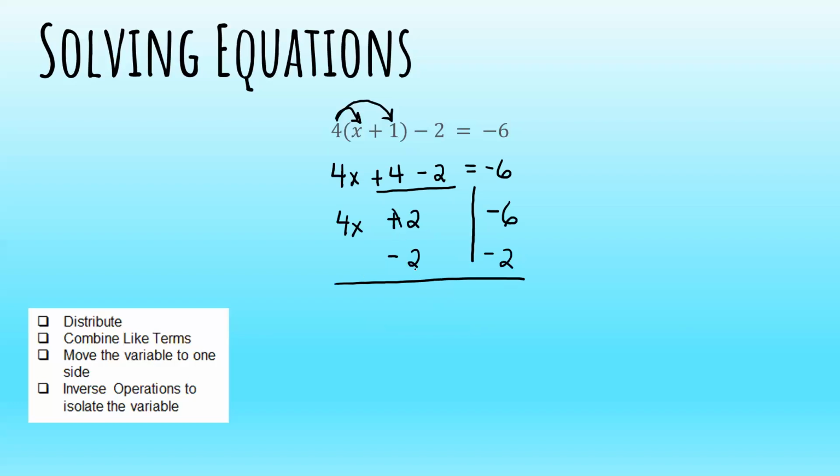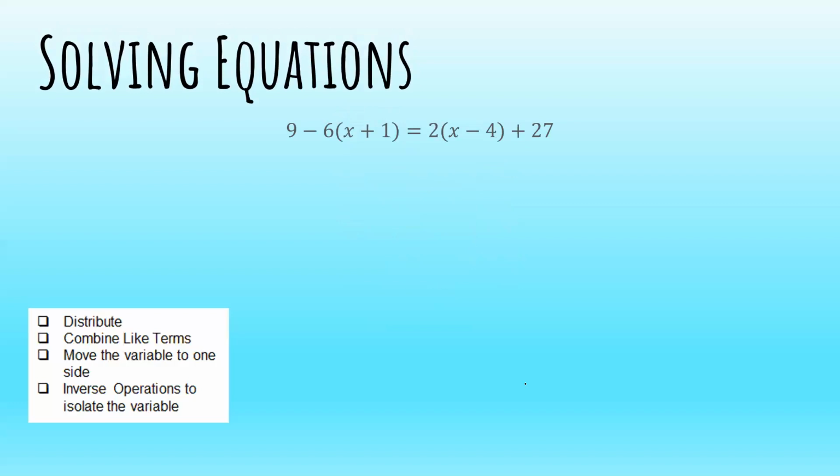And we're left with 4x, and negative 6 minus 2 is negative 8. Then we want to divide by 4 because that's multiplication, but what we do to one side, we must do to the other. So x is equal to negative 2.